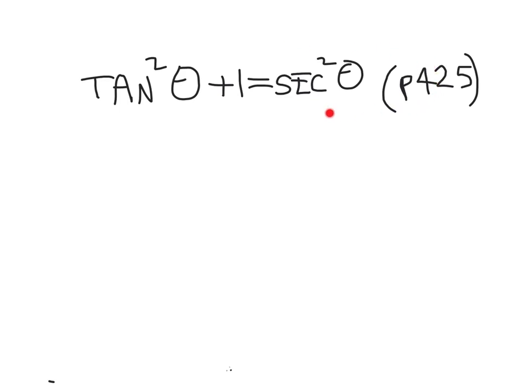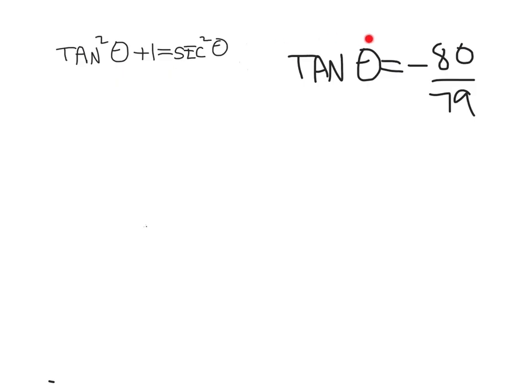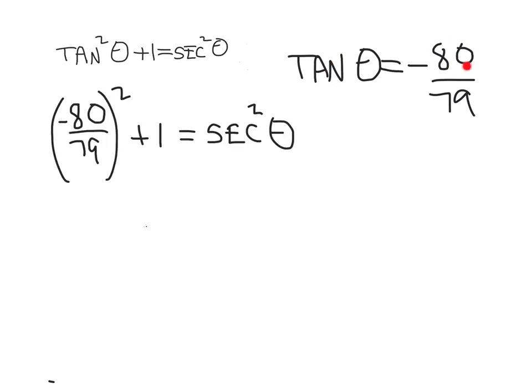So here's the Pythagorean identity we're going to use. It's on page 425. I hope you recognize it. In the WeBWorK problem, we're given that tan theta equals minus 80 over 79. So substituting this into here, we get this equation. And it definitely looks like I'm going to want to use a calculator right now.